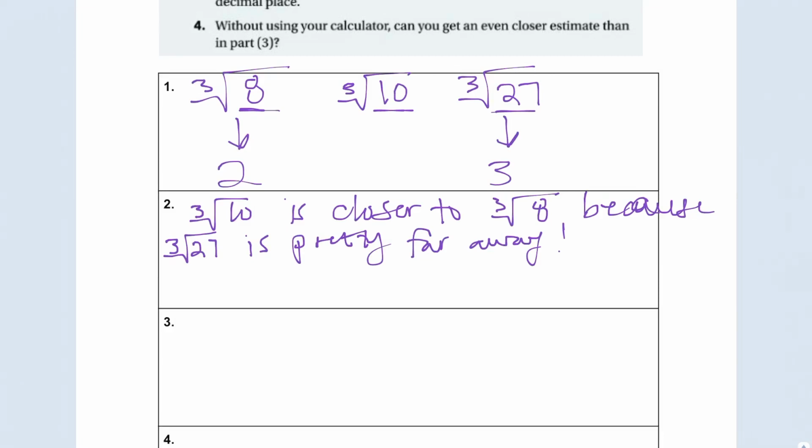I'm going to say 2.3. I'm going to type this into my calculator. I'm going to do 2.3 times 2.3 times 2.3. And this is equal to 12.167. So that might be a little too big.